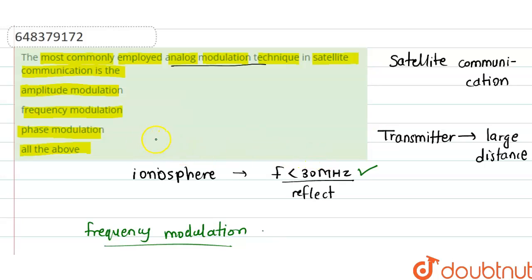So we can say that when we are trying to send a signal using space communication, that signal is to be frequency modulated. So the correct option here is option B.